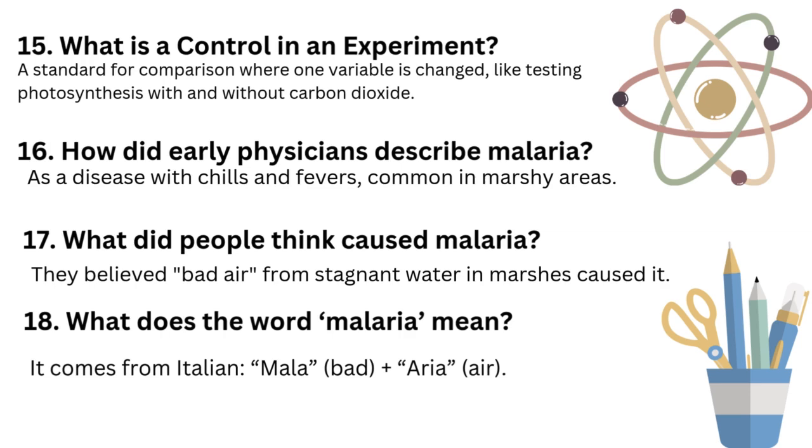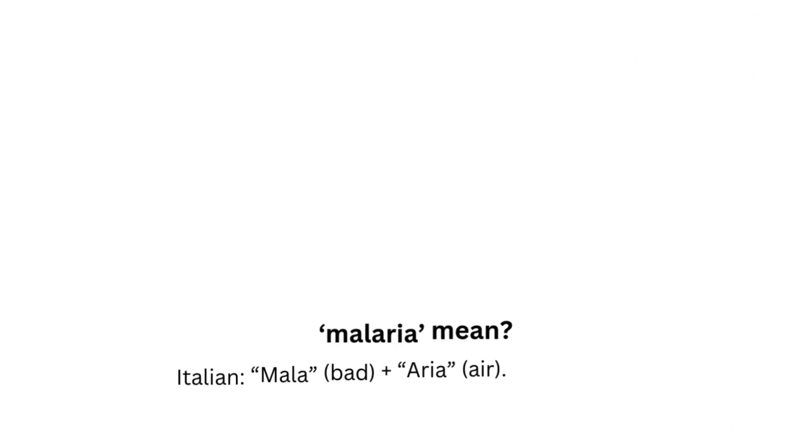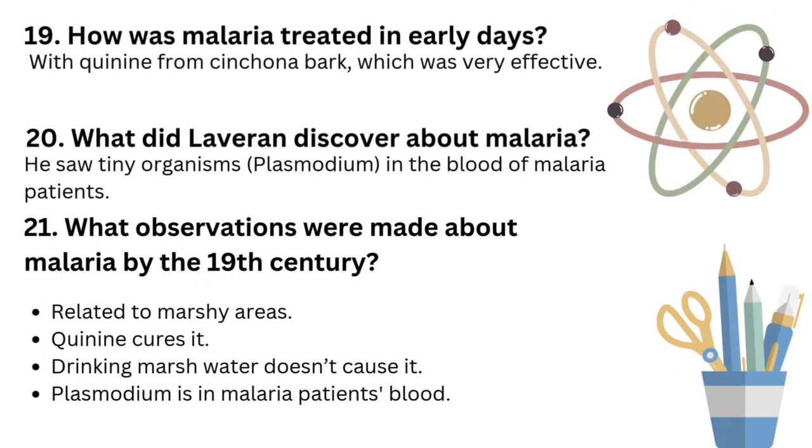How did early physicians describe malaria? As a disease with chills and fevers, common in marshy areas. What did people think caused malaria? They believed bad air from stagnant water in marshes caused it. What does the word malaria mean? It comes from Italian, mala, bad, plus aria, air. How was malaria treated in early days? With quinine from cinchona bark, which was very effective.